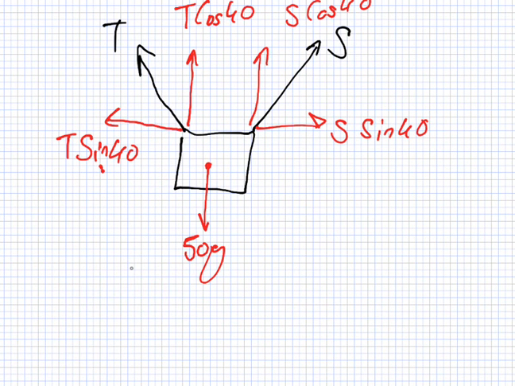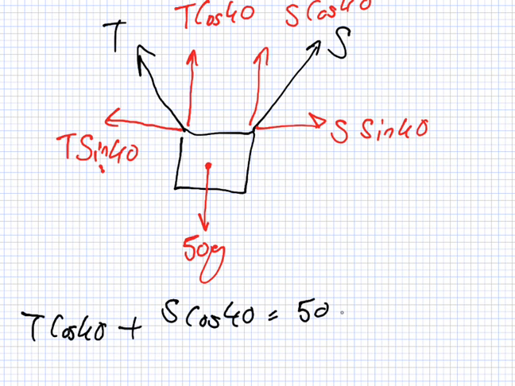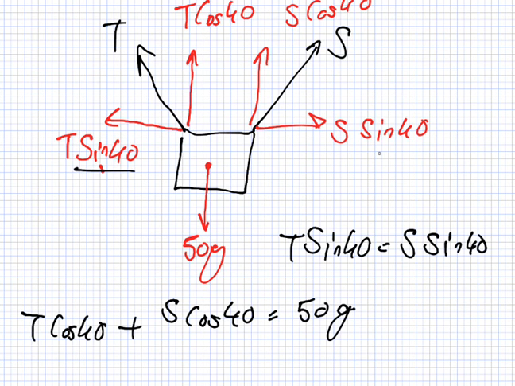Alright, so Clara, your question was, how did I get the second equation? So here, what are the up forces? T cos 40 plus S cos 40 should equal 50g. And then what's the force left? T sine 40 should equal S sine 50. Yeah, this one should equal this one.